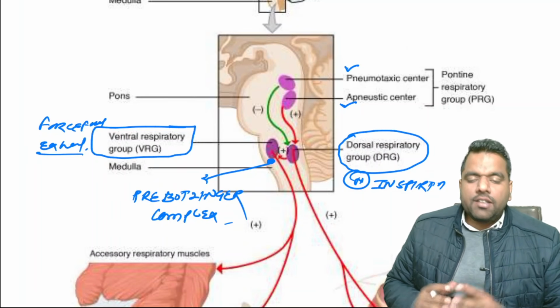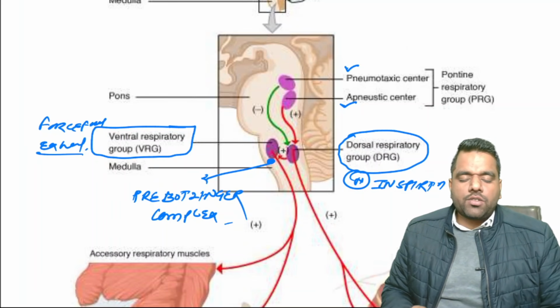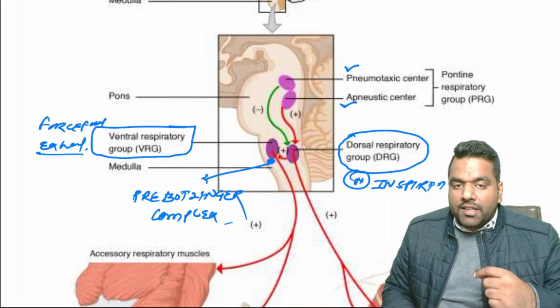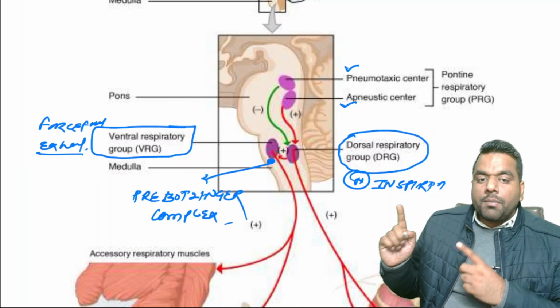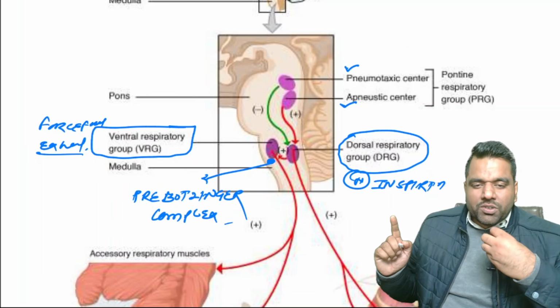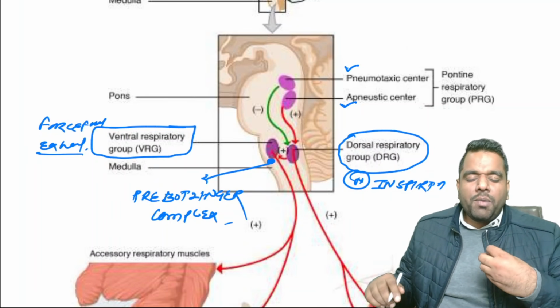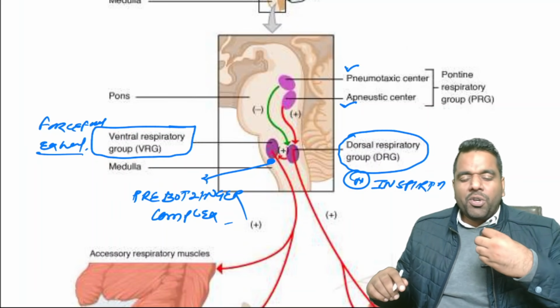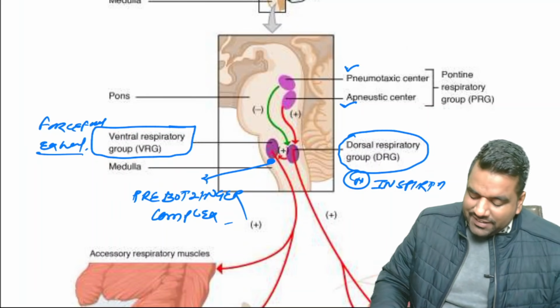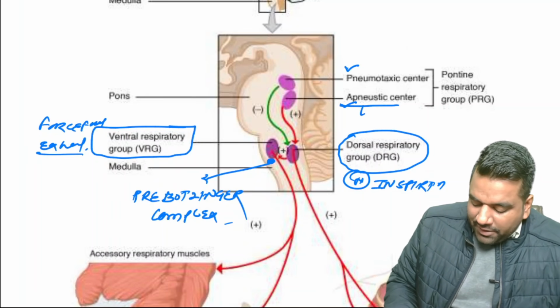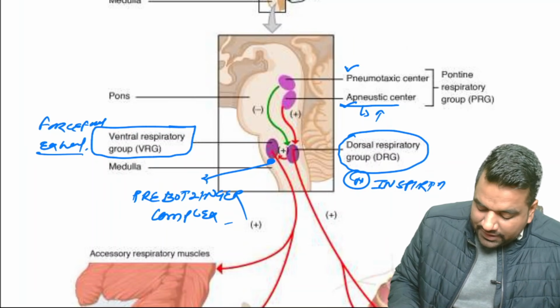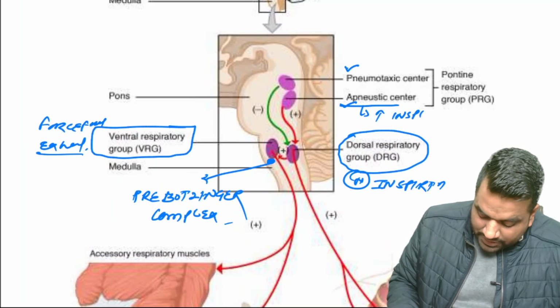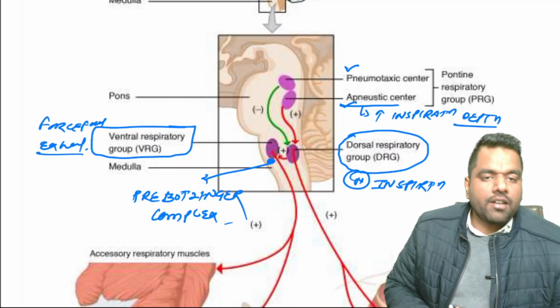Then the apneustic center. Suppose you want to take some extra air inside. The normal inspiration is done by the DRG. But suppose you are smelling a samosa, guys, and you want to take a little bit more air inside. Who will give this command? Who will allow you to take more air inside? Guys, this is done via the apneustic center. It increases the inspiration depth.